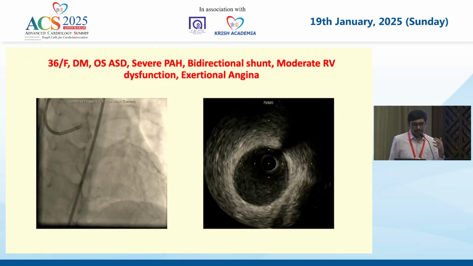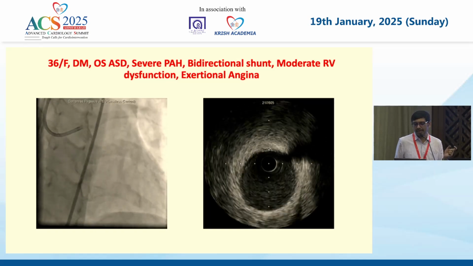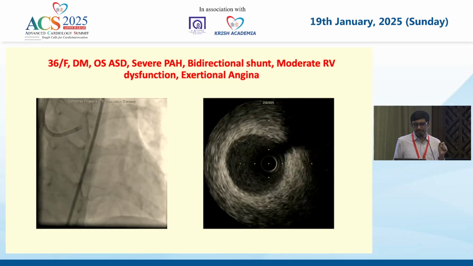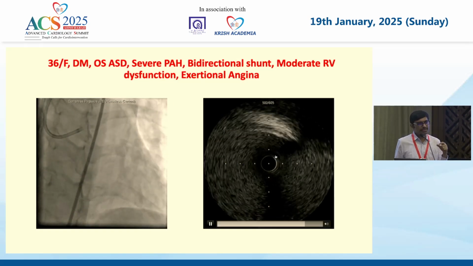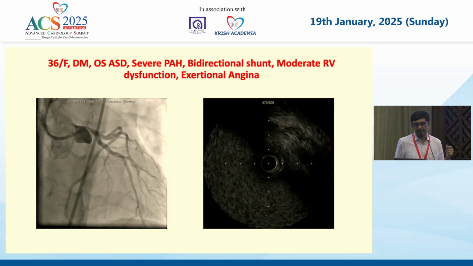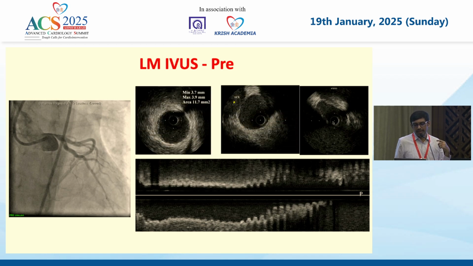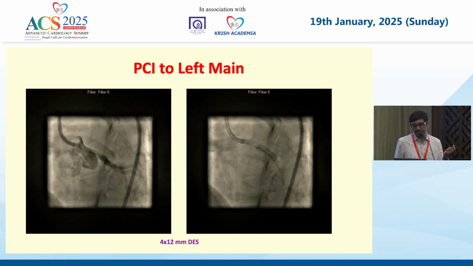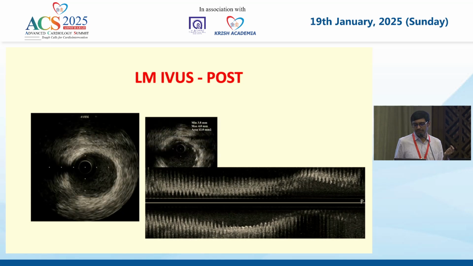This is another patient, a 36-year-old female, diabetes, ostium secundum ASD, severe PAH, bidirectional shunt, moderate ventricular dysfunction, who presented with recent onset angina. This is what the angiogram showed, and this is an IVUS image here. You can see that eccentric slit-like orifice of your left main ostium. So this is what we saw at the ostium, and this patient underwent stenting of the left main with a 4 into 12 millimeter DES and final optimization, and these are the final images.